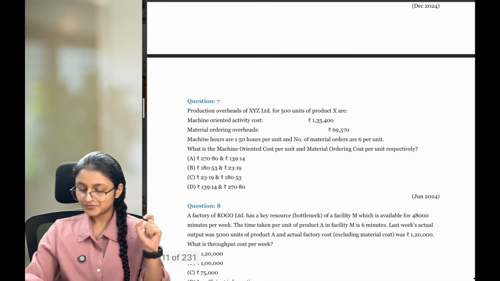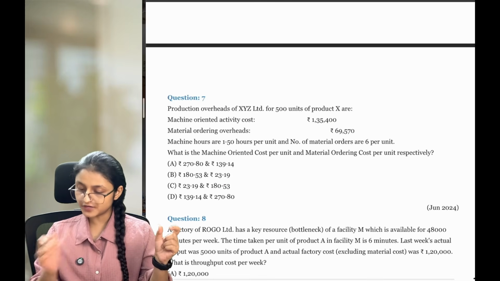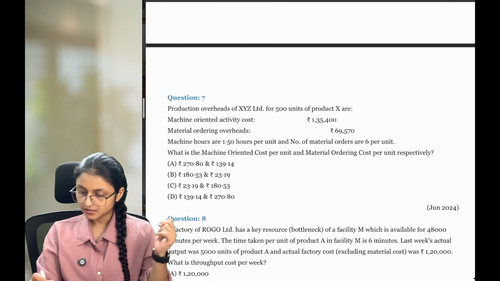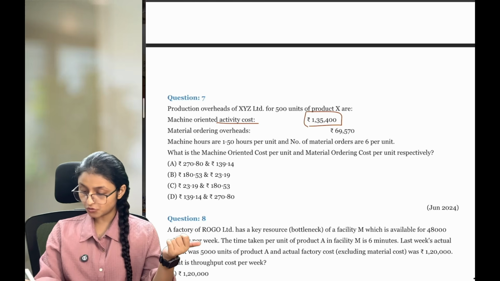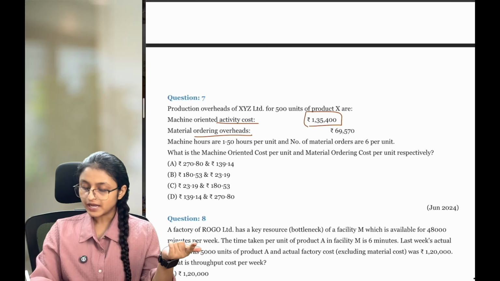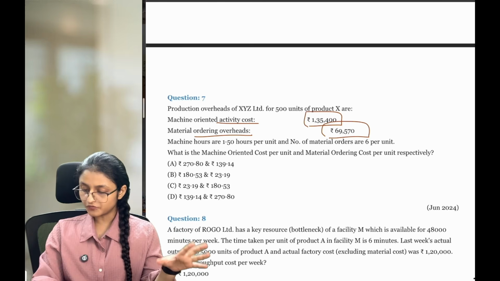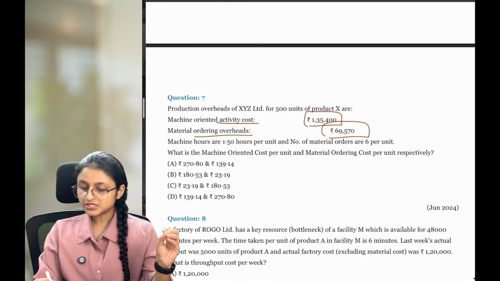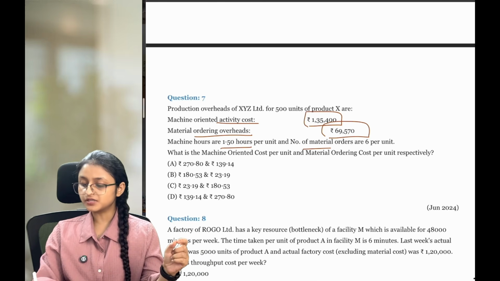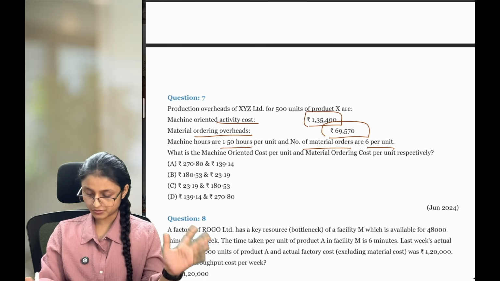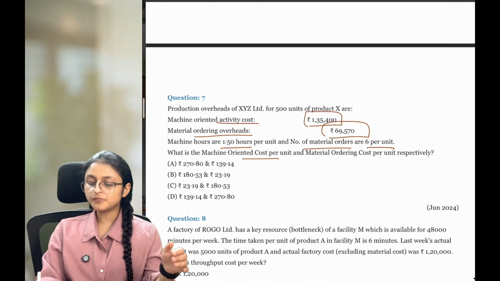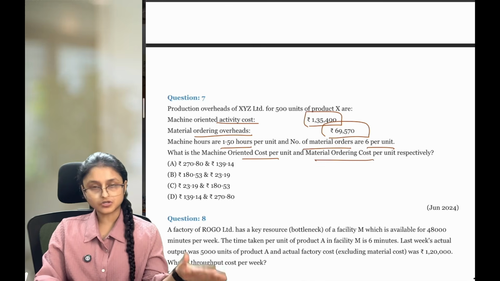Okay. Next, production overhead of XYZ for 500 units of product X is, for machine oriented activity, the overhead is 1,35,400 and material ordering overhead is 69,570. Machine hours are 1.5 hours per unit and number of material orders are 6 per unit. What is the machine oriented cost on a per unit basis and material ordering cost on a per unit basis?